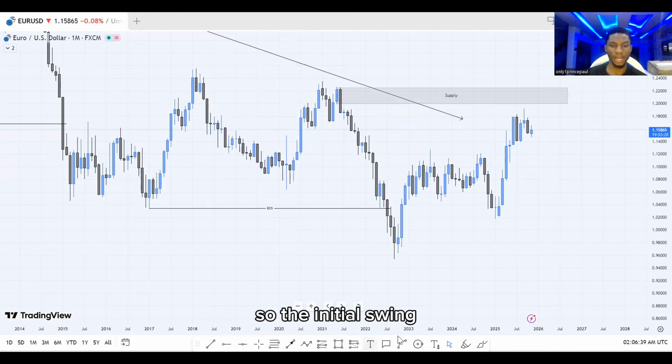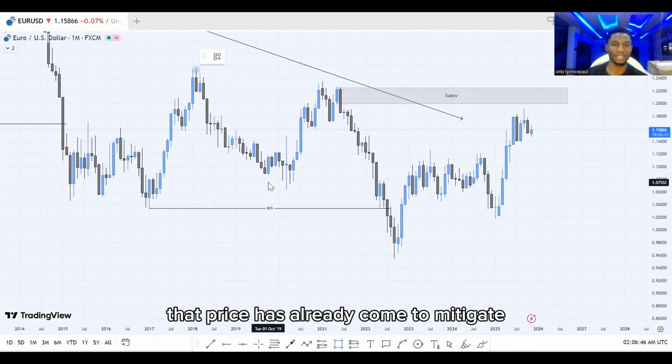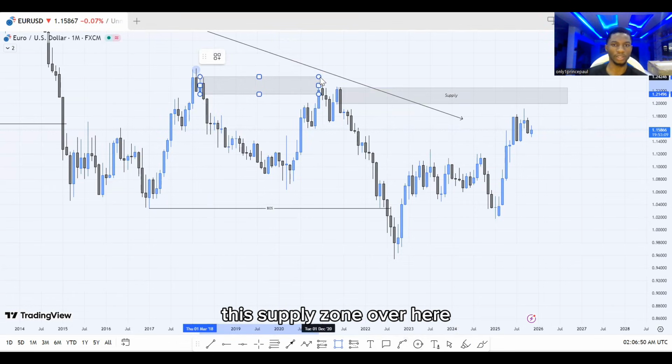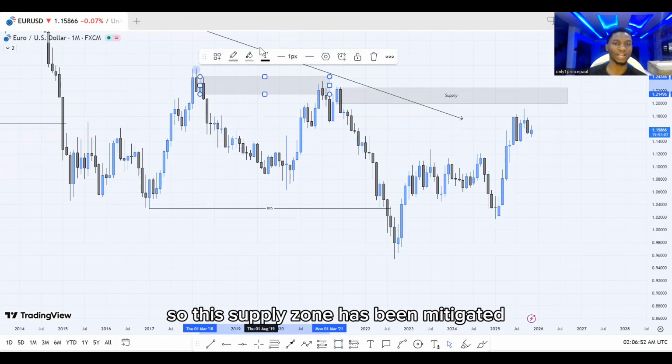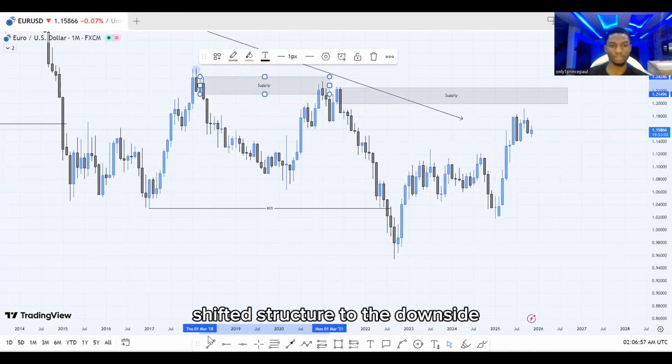So the initial swing high was supposed to be this high over here, but you can see that price has already come to mitigate this supply zone over here. So this supply zone has been mitigated, and price has obviously shifted structure to the downside. That's what we can see here.